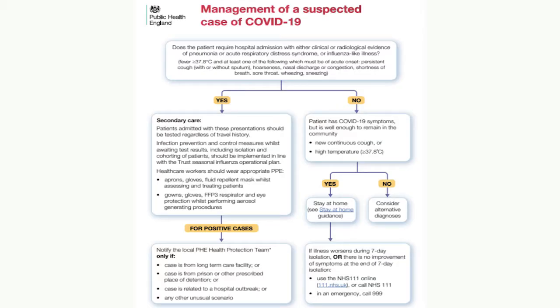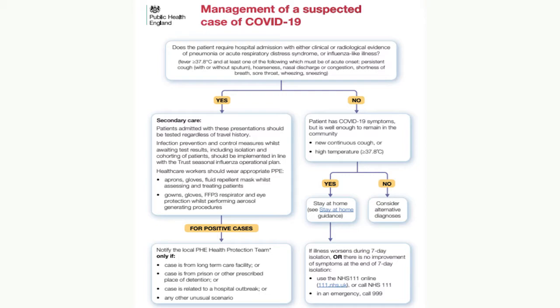This is guidance from Public Health England, which we have more or less covered, that if you're suspecting somebody who has got COVID disease and if they need to go to secondary care, then there are certain precautions and some PPE, etc., to be worn.